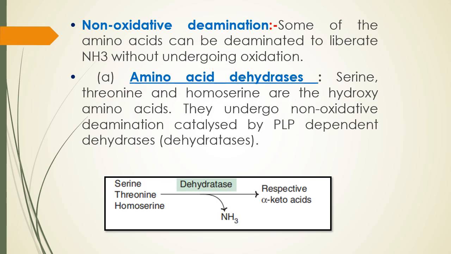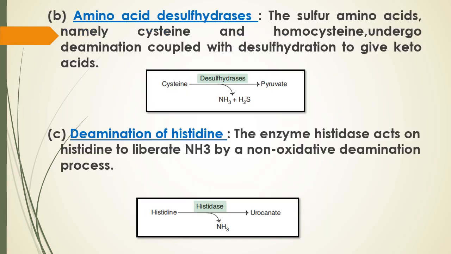Non-oxidative deamination. Serine, threonine, and homoserine are the hydroxy amino acids, and they undergo non-oxidative deamination to form respective alpha-keto acids, which are catalyzed by dehydratases. The sulfur amino acids, namely cysteine and homocysteine, undergo deamination coupled with desulfhydration to give keto acids, and the enzyme histidase acts on histidine to liberate NH3 by a non-oxidative deamination process.